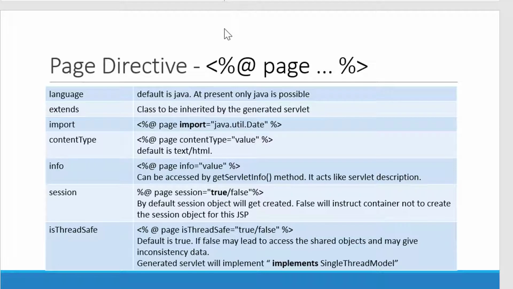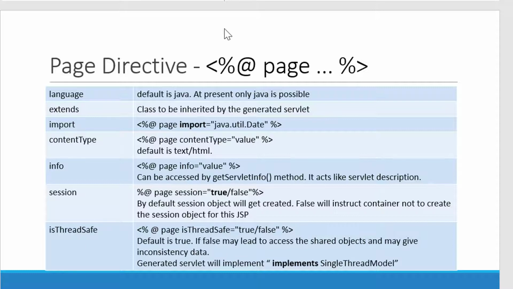So we have seen the attributes to be used within the page directive. There are some other attributes which can be used, like session, which we will be discussing in more detail in a future session. Let me give a brief overview of those attributes. The session attribute will instruct the JSP whether to create the session object or not. By default, the session object will get created. In case I don't want the session object to get created for any specific JSP, I can set the value as false.